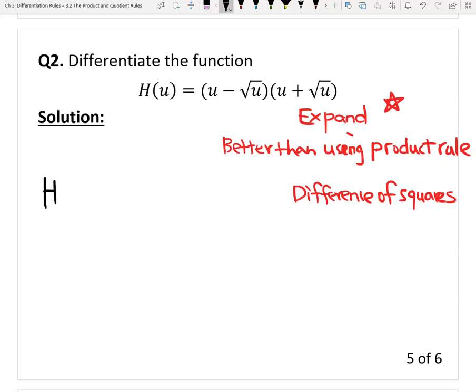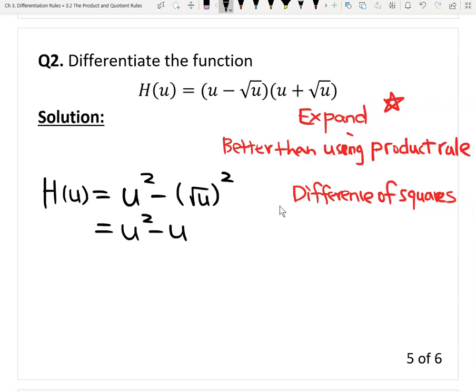I put it here. h(u), I expand, should go to this: the first term squared minus the second term squared. Do you remember this? This is just the difference of squares. So the first term is the square root of u raised to the second power, and the second is 1 raised to the second power. The difference of squares. Why do we do this? Because now what do we get? We get u squared minus u.